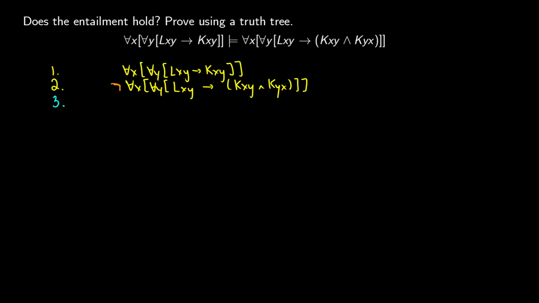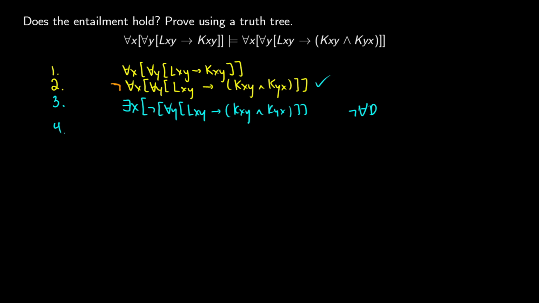So the first thing we're going to do is we're going to do not all decomposition. So we're going to get exists an x. And now we have to be careful that we negate the entire thing. So this is for all y, if LXY, then we get KXY and KYX. So I will write not all decomposition for the first one, so that's done.